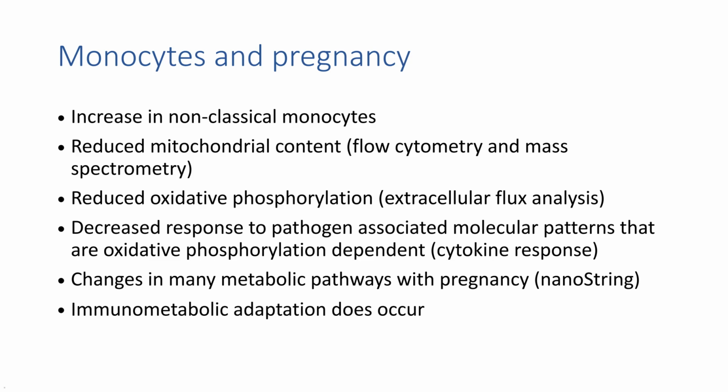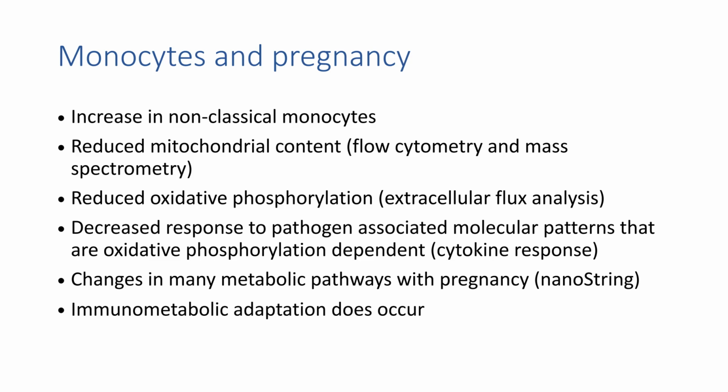We've showed reduced oxidative phosphorylation, and that this is associated with decreased response to a pathogen-associated molecular pattern, as long as that PAMP is dependent on oxidative phosphorylation. And we can see relevant changes in our metabolic pathways using that NanoString-based transcriptomics. So immunometabolic adaptation is definitely occurring in the monocytes of these pregnant women. And we're now trying to understand why and the timelines of this during the pregnancy.